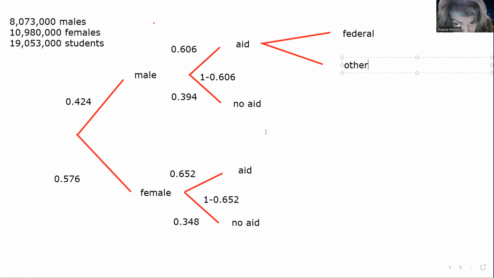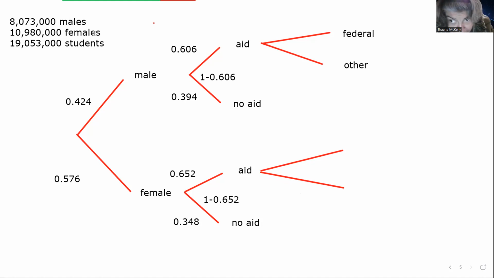Okay. But here again, same thing with the females. I have federal aid or other. If they don't have aid, then I don't put anything. So this is going to be federal or other. You can put non-federal if you want. I'm just going to put other here. Okay, that's how this works.